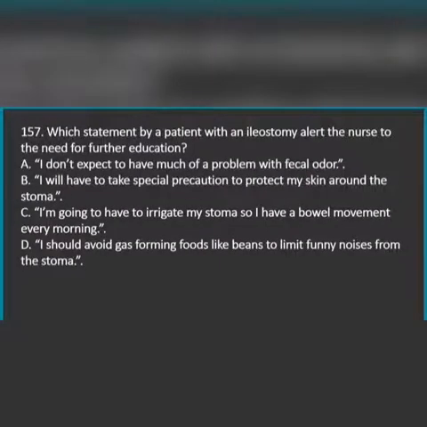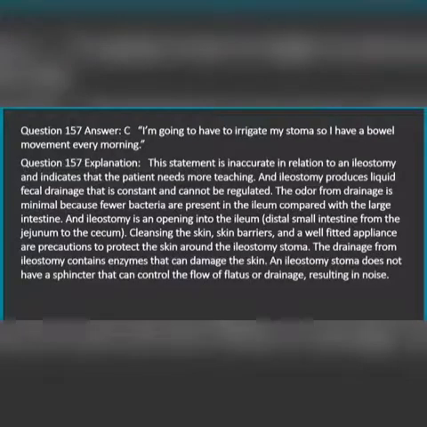Question 157. Which statement by a patient with an ileostomy alerts the nurse to the need for further education? A. I don't expect to have much of a problem with fecal odor. B. I will have to take special precaution to protect my skin around the stoma. C. I'm going to have to irrigate my stoma so I have a bowel movement every morning. D. I should avoid gas-forming foods like beans to limit funny noises from the stoma. Question 157 Answer, C. I'm going to have to irrigate my stoma so I have a bowel movement every morning.